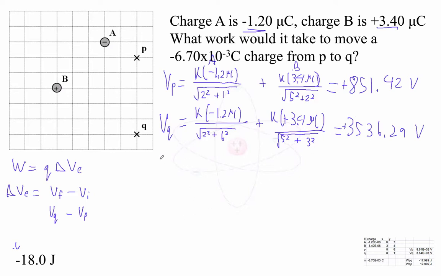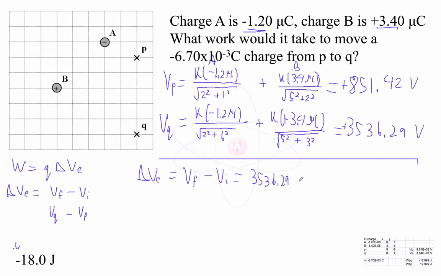Except now you're going to mess up the next part. So we have to be careful. Our change in voltage is the final voltage minus the initial voltage. You don't want to lose a half point for this. Okay, so we're going from P to Q. Q is final, right? So it's 3536.29 minus our initial, 851.42. Our change would become more positive. So that guy minus this guy is positive 2684.86 volts, right?